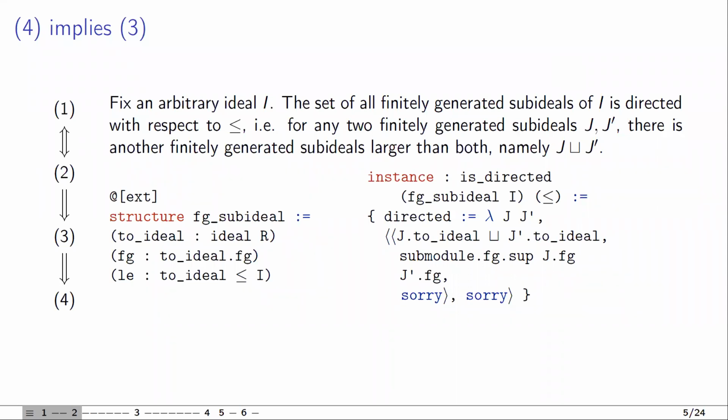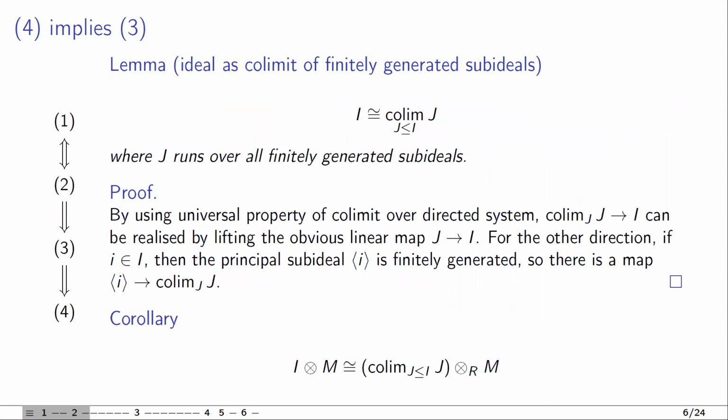And we can prove that it is a directed system. So the first thing we can see is why do we want a directed system? It is because an arbitrary colimit sometimes can be very hard to understand. But if we're just thinking about colimits over a directed system, then the concrete representation of this colimit is actually just a direct sum quotient by some equivalence relations.